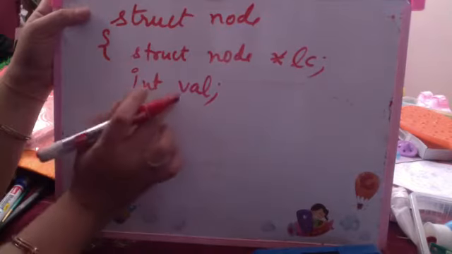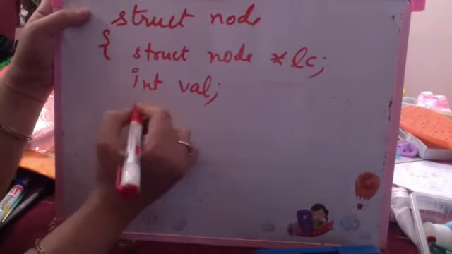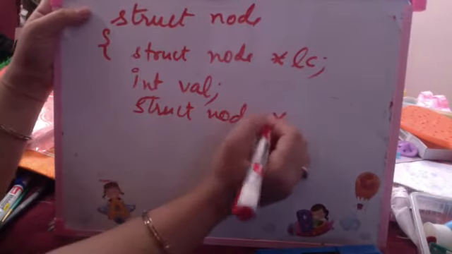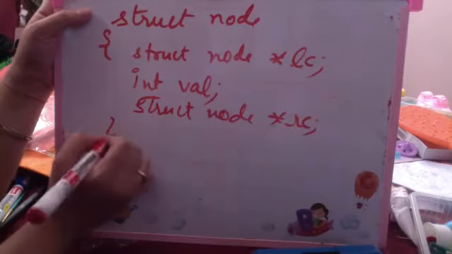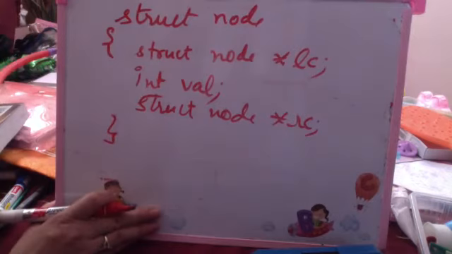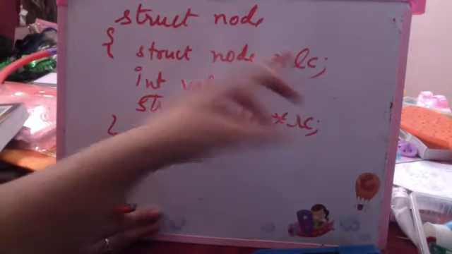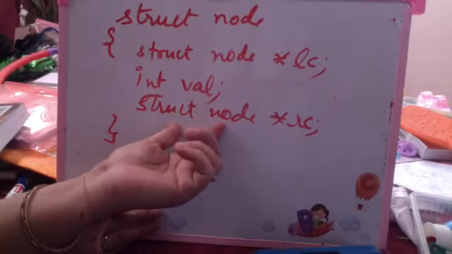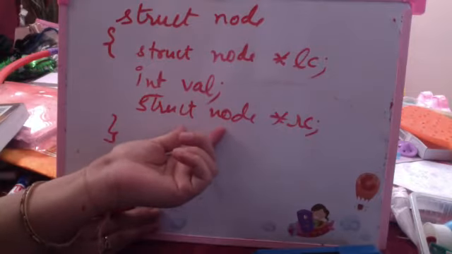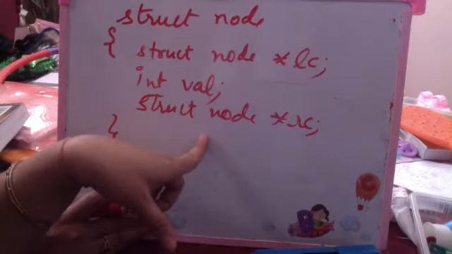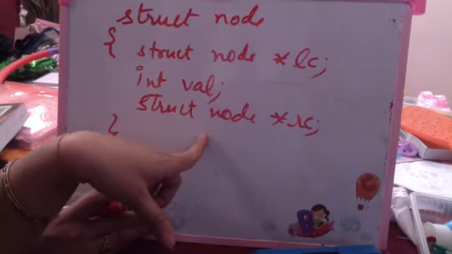Not necessarily integer every time. And I have another pointer, struct node right child. Now whenever I'm declaring any variable, I give its data type. So RC and LC, left child and right child, are two pointer variables of type struct node. Such structures are called self-referential structures. Can you see that this structure references itself? So this is a self-referential structure.